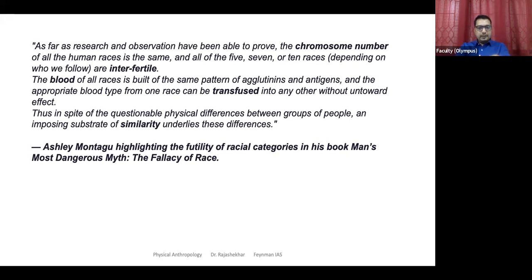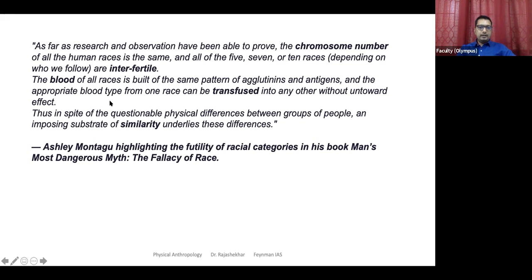A few points you can easily understand as per Ashley Montagu. As far as research and observation have been able to prove, the chromosome number of all human races is the same. We all have the same 46 chromosomes. Doesn't matter where you live. And all of the 5, 7, 10 races, depending on how many races you classify them into, are interfertile, meaning they can marry each other and exchange their gene pool, so they still belong to the same species. They've not become new species.